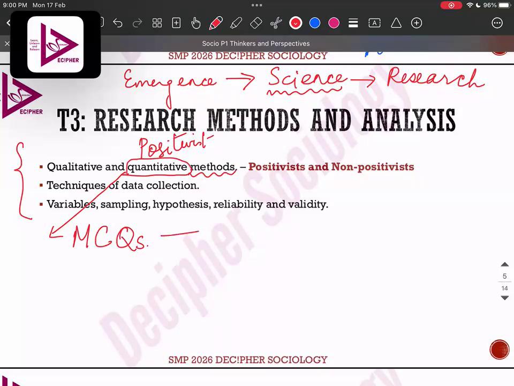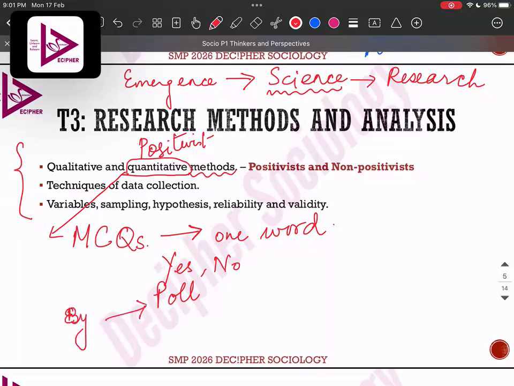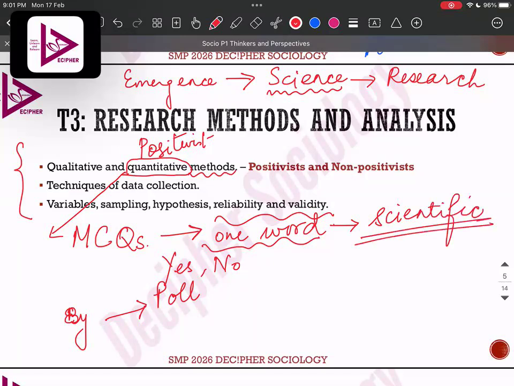For any type of survey, any type of questionnaire, whenever the answer is only one word, that type of research is known as a quantitative method, right? Sometimes you will see yes, no, some kind of poll. For example, after elections or by-elections, we have some kind of poll to predict the winner. There will be four or five candidates, you have to choose one. Whenever the answer is only one word, that is a quantitative method. And the positivists said that in sociology we should have this method because then it will make sociology a scientific discipline, right? So this is what the positivists said.